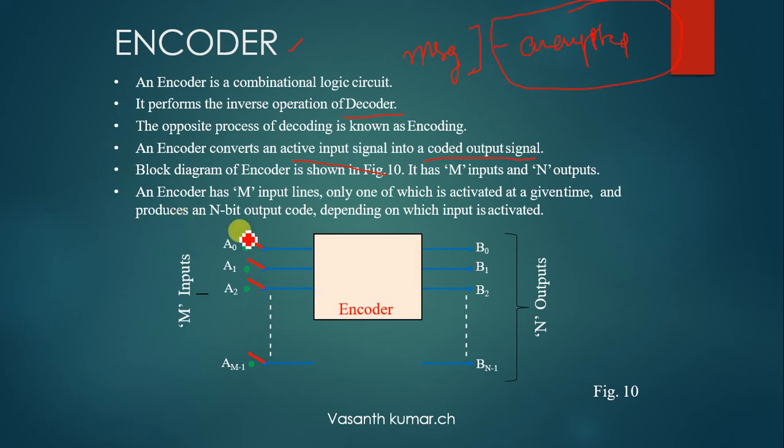So we have m number of inputs, and we'll be getting n number of outputs. In case of a decoder we have n as input, m as output, or vice versa, right? Let us check how this combinational logic, this encoder logic, will work.